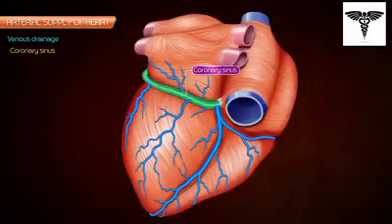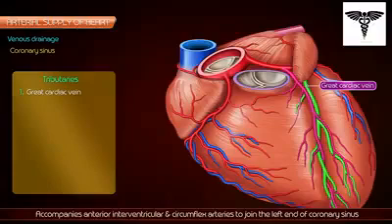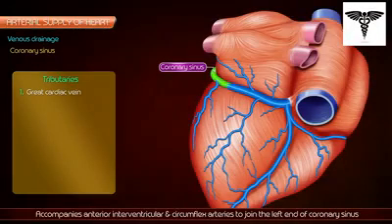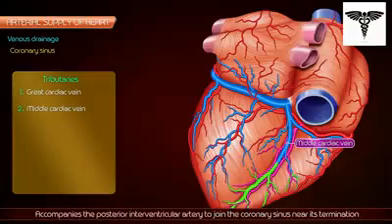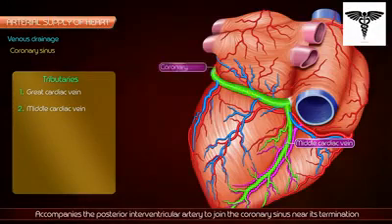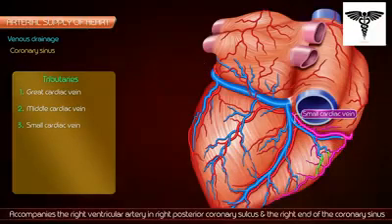Tributaries. The coronary sinus receives the following tributaries: great cardiac vein. It accompanies anterior interventricular and circumflex arteries to join the left end of the coronary sinus. Middle cardiac vein. It accompanies the posterior interventricular artery to join the coronary sinus near its termination. Small cardiac vein. It accompanies the right ventricular artery in the right posterior coronary sulcus and joins the right end of the coronary sinus.